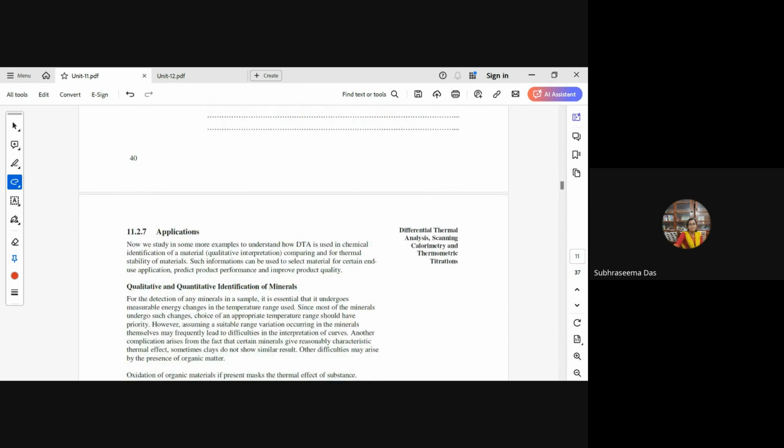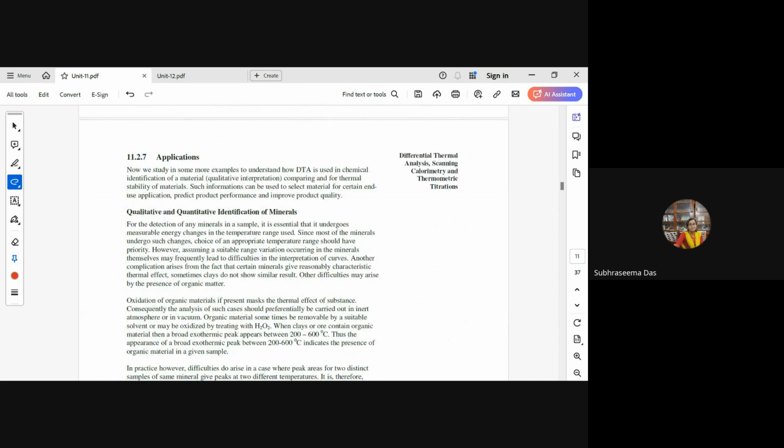Now come certain applications of DTA. DTA has been used for quantitative and qualitative identification of various types of minerals.